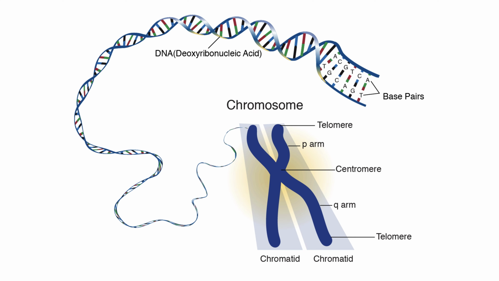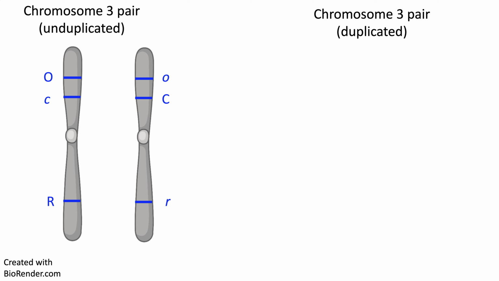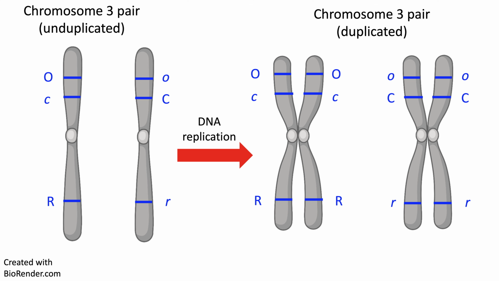We also have telomeres, which are the ends of the chromosomes in eukaryotes, which have linear chromosomes. And on either side of the centromere, we have an arm. We just refer to the region on either side as either the P arm or the Q arm. The P arm is the shorter arm and the Q arm is the longer arm. All right, so with that chromosome anatomy, let's go ahead and copy our chromosome pair. So here is our hypothetical chromosome 3 pair with all of the alleles. It's going to undergo DNA replication, and this is what the chromosomes will look like afterwards.